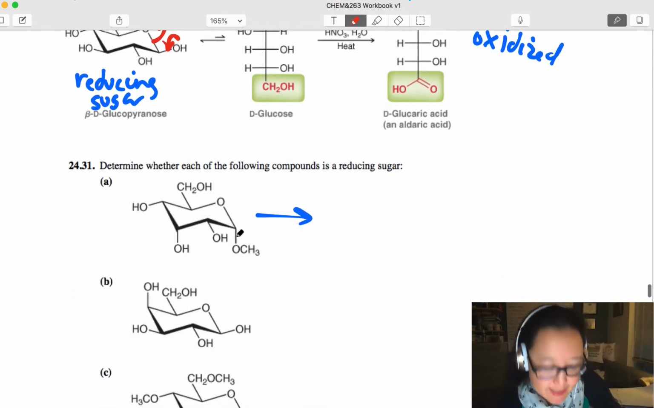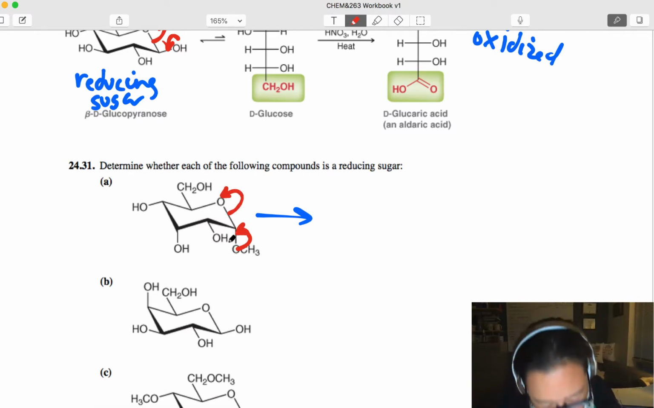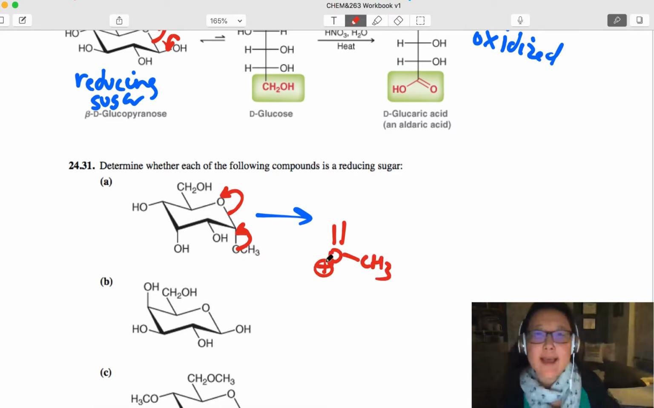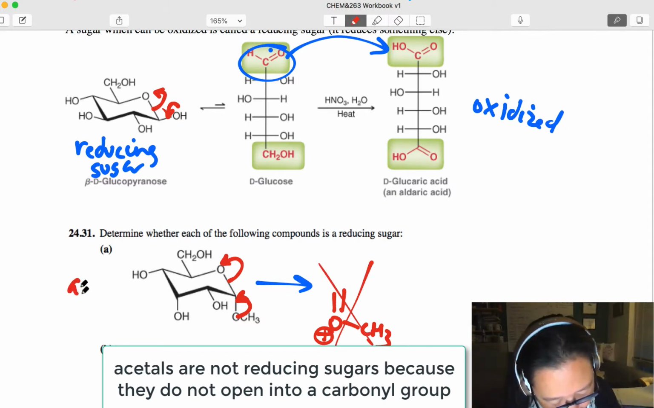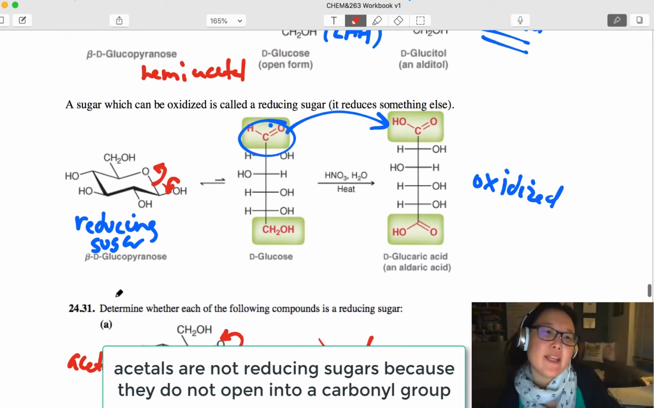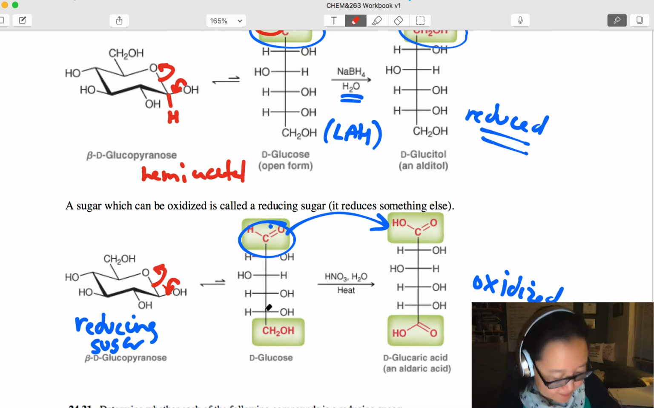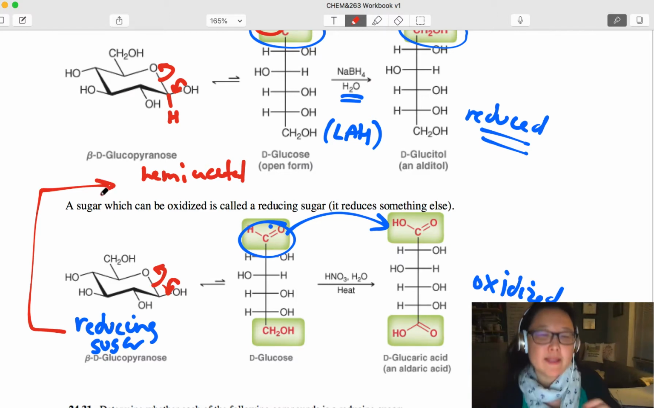But if I have an acetal, then this is not going to be able to be neutralized. This carbon is going to be OCH3, and there's no way to deprotonate that, so it's not going to be able to react as easily. So this is not going to convert into its open chain form, because this is an acetal. And what we really need for reducing sugars is the ability to open up into an aldehyde. So it has to be a hemiacetal for this to work. Reducing sugars have to be either in a cyclic hemiacetal form that can open to the open chain, or already be in its open chain.